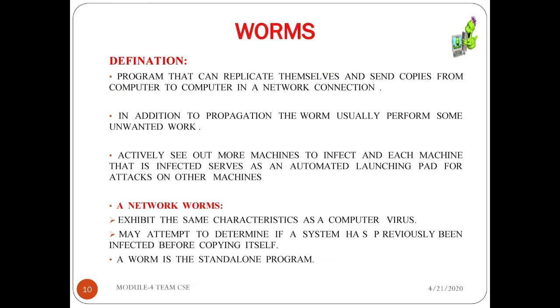Next slide, please. Worms, by definition, are programs that can replicate themselves and send copies from computer to computer over a network connection. In addition to propagation, the worm usually performs some unwanted work, actively seeks out more machines to infect, and each infected machine serves as an automated launching pad for attacks on other machines. A network worm exhibits the same characteristics as a computer virus, and may attempt to determine if a system has previously been infected before copying itself. A worm is a standalone program.